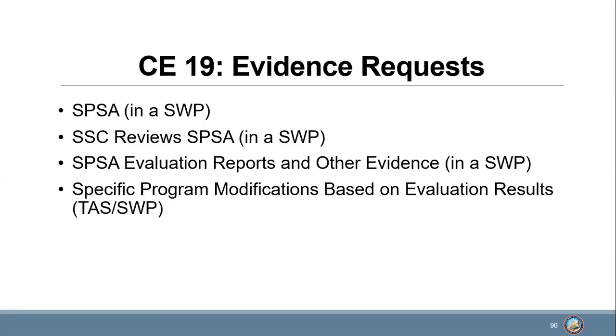So for CE19, if you're a school-wide Title I program, you'll need to provide the SPSA for the schools that are under review, along with documentation showing that the SSC reviewed the SPSA. As a reminder, these first two bullets are actually evidence requests that you can simply link from earlier items in the CE instrument in CMT.